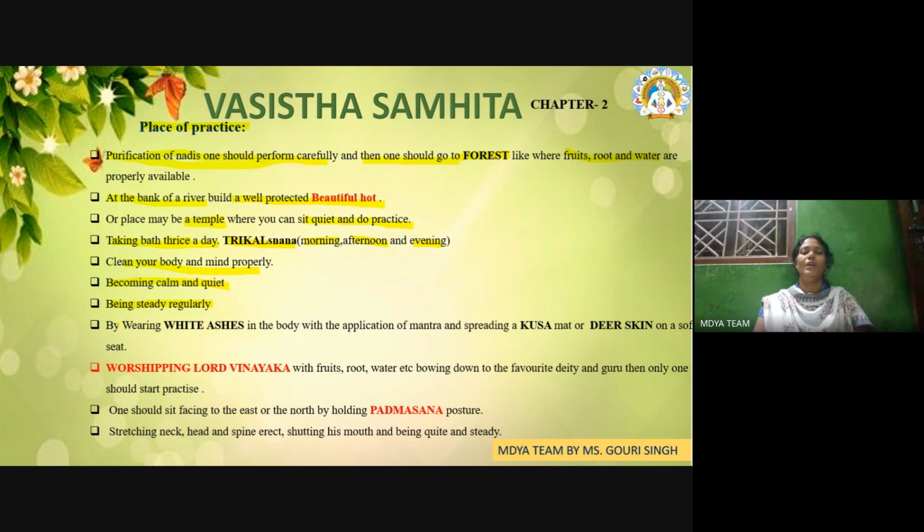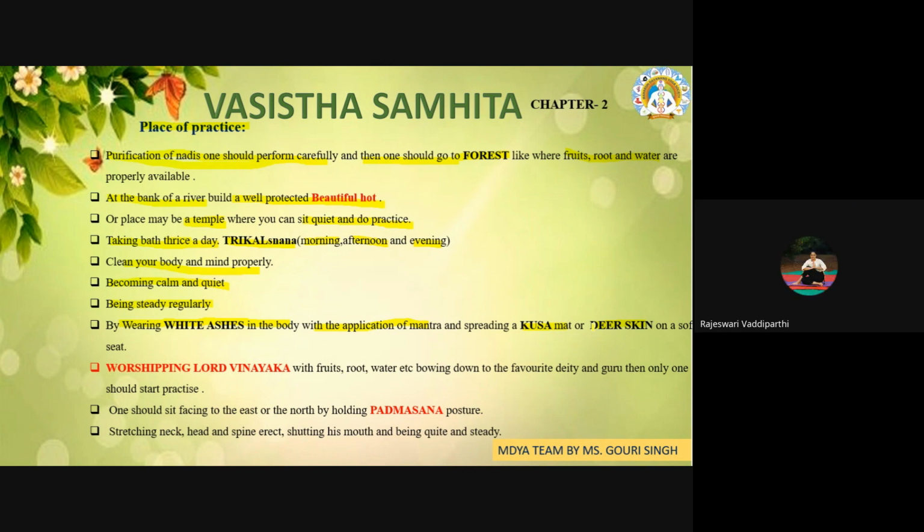Then, wear white ashes on the body with the application of mantras, by chanting mantras. You have to wear white-colored ashes on your body while chanting mantras, and spread a kusa mat or deer skin on a soft seat. It means in which place you need to sit: on a kusa mat, or you can use a deer skin. This same deer skin and kusa mat is also discussed in another text. What is that called?